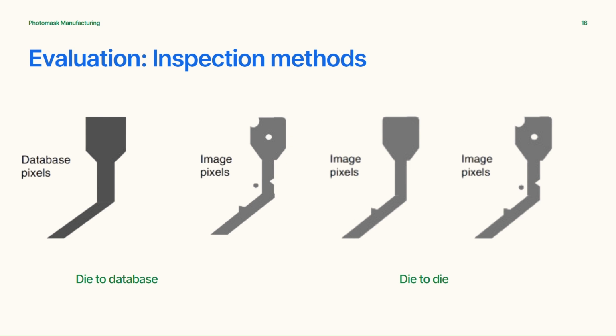The main difference between these two is that in die to die, any errors on the previous die will propagate over to the next die and won't be picked up by the evaluation because they are the same, because they both have the same errors and are compared to each other.